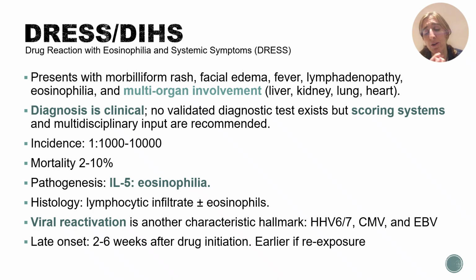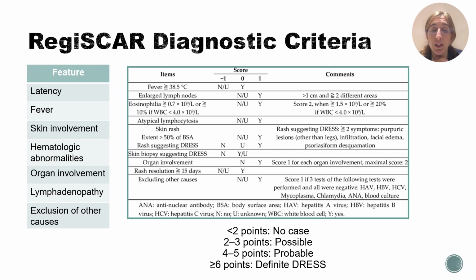It is also characterized by late onset, usually 2 to 6 weeks after drug initiation, but it may appear earlier on re-exposure. So this is an example of one of these scoring scales, the diagnostic criteria of DRESS. This is the RegiSCAR diagnostic criteria, with several features on the latency, fever, skin involvement, hematologic abnormalities, organ involvement, lymphadenopathy, and exclusion of other causes.